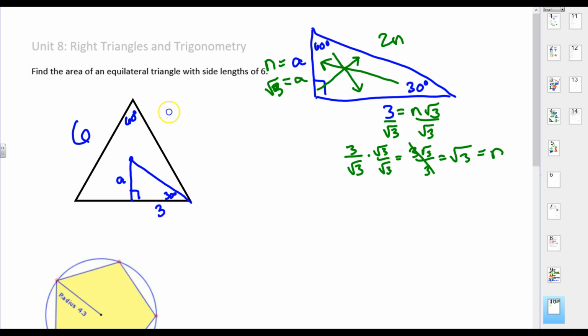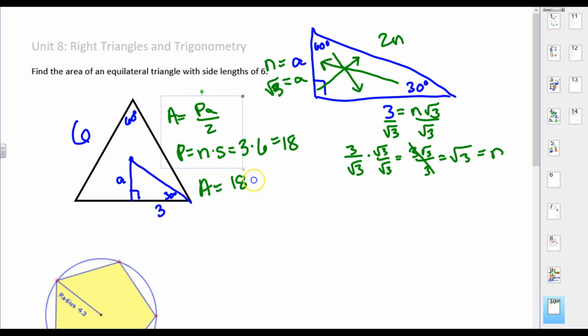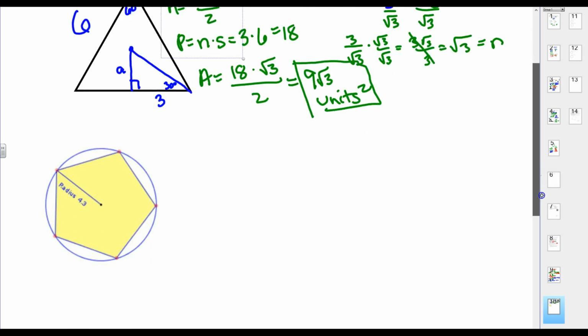So when I'm thinking about area equals PA over 2, perimeter is number of sides times side length, which is going to be 3 times 6, which is 18. So my area is 18 times root 3 over 2. The 18 and the 2 cancel to get me an answer of 9 root 3 units squared. So that's how we can do these with a special right triangle without ever having to touch the calculator.